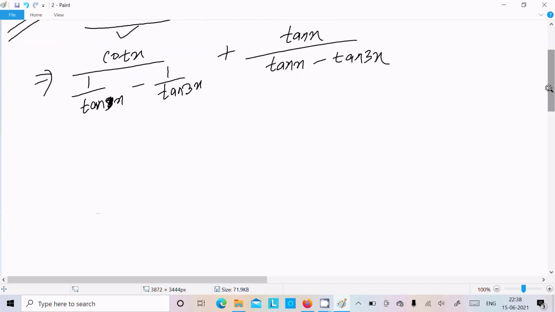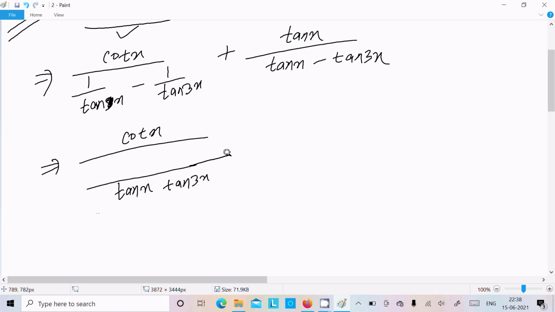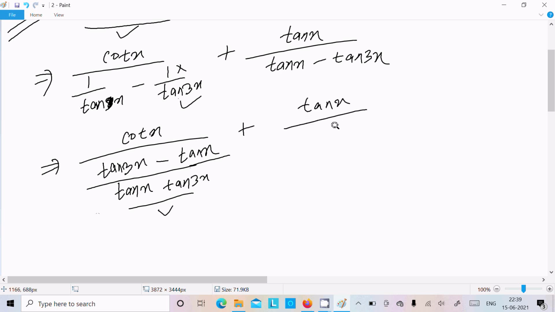Thereafter, let's write cot x divided by, here the LCM comes tan x into tan 3x. If you take the LCM here, this is the LCM, tan x tan 3x. This whole term divided by tan x tan 3x returns tan 3x, multiplied with 1, and this whole term divided by tan 3x gives tan x, multiplied with 1. Thereafter, right here plus tan x, and here tan x minus tan 3x.